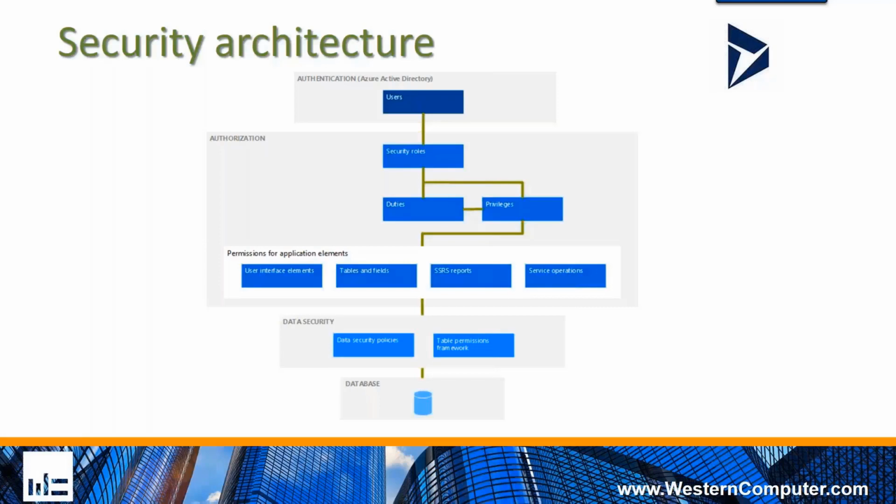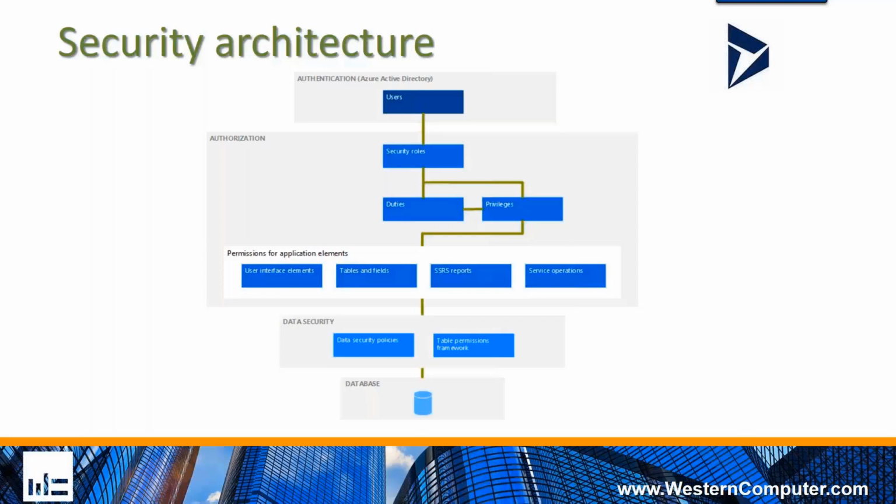And based on the duties, which are made up of multiple privileges and permissions, the user is now going to have access to the user interface elements, which is the front end, called the UI, the tables and the fields, the SSRS reports, and service operations.